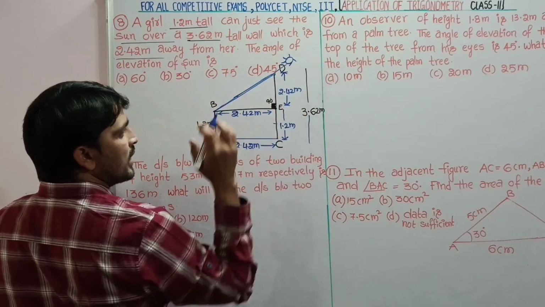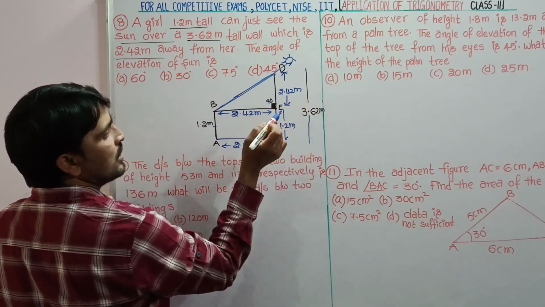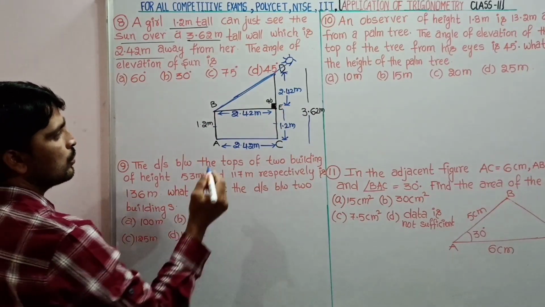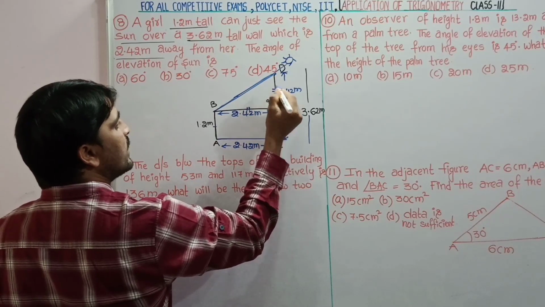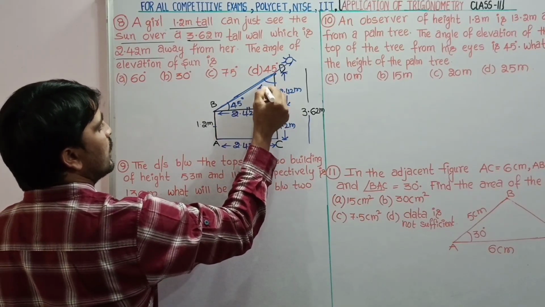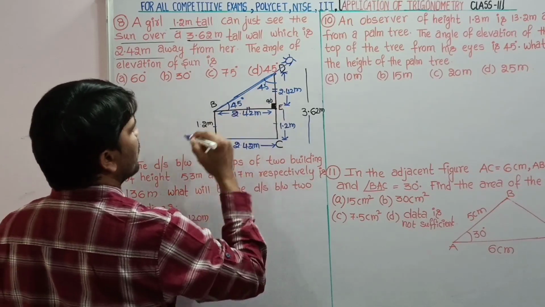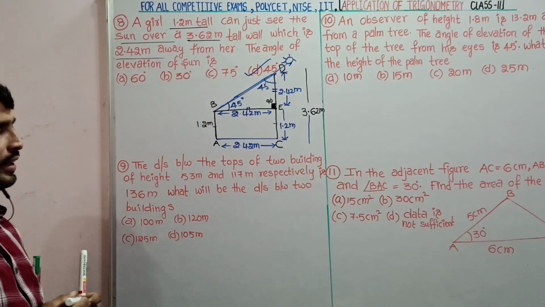Total CD is 3.62 and EC is 1.2. CD minus EC gives us ED, that is 2.42. In triangle BED, the two sides are equal. Then the angles of elevation are 45 degrees, 45 degrees, so that the sum of three angles is 180. So the angle of elevation of the sun ray is 45 degrees.